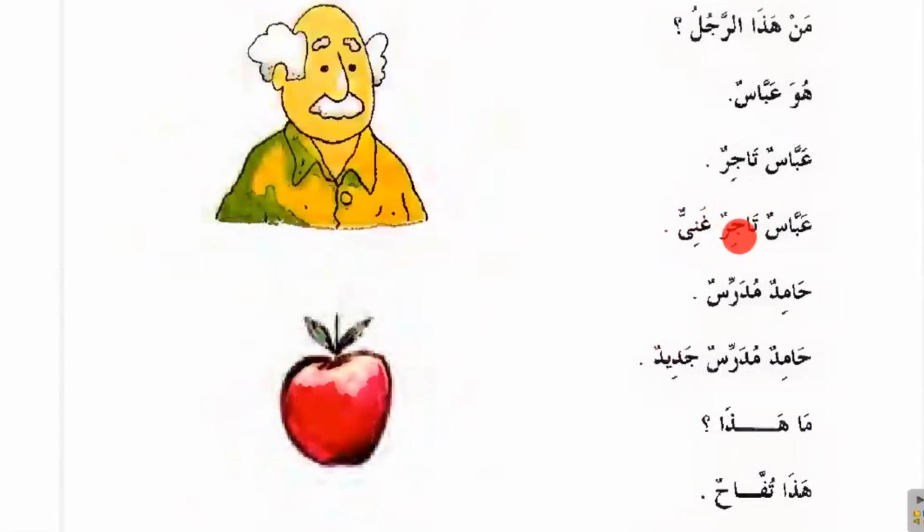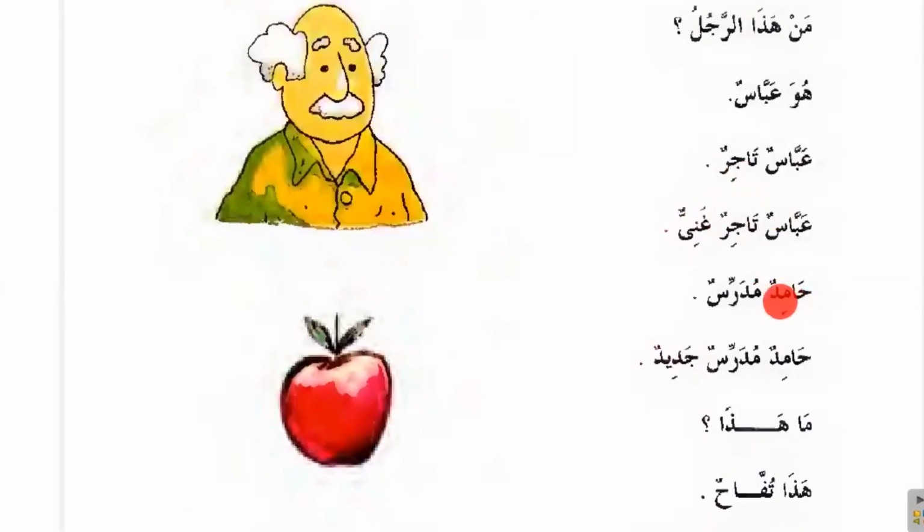And it is singular. Tajirun is just one merchant. Ghaniyun is also just one rich person. If they were plural, we would say aghniya'u, the plural of rich. But here we just say ghaniyun, one person who is rich. So the noun is one, and the adjective is also one. As I said, we'll learn the plurals of the adjective. Don't let it bother you for now. Just know that it is one.